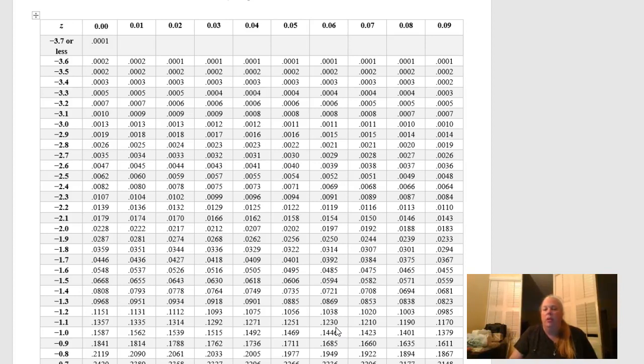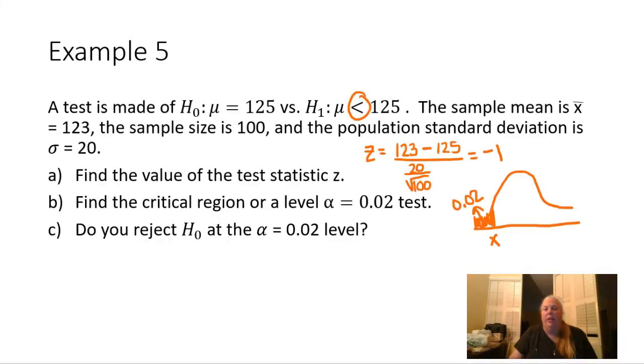And the z-score that goes with that, we read over here to the left, is negative 2.0. And then we read up 0.05. So negative 2.05 is going to be the critical value that we want, negative 2.05. That's going to be our critical value there.